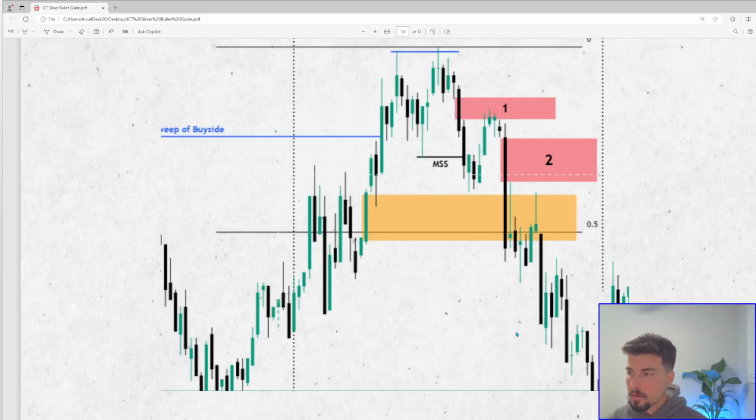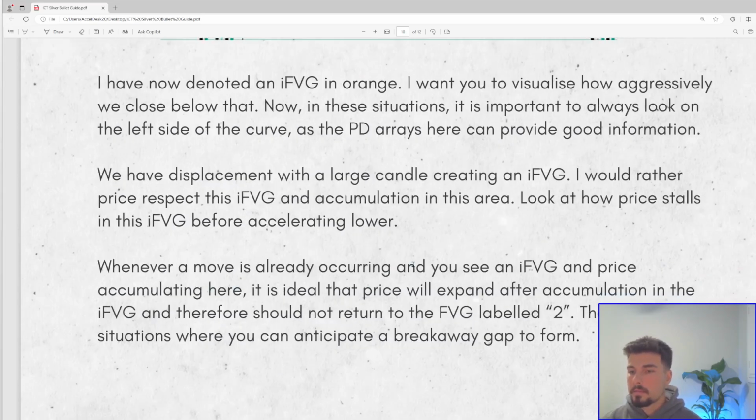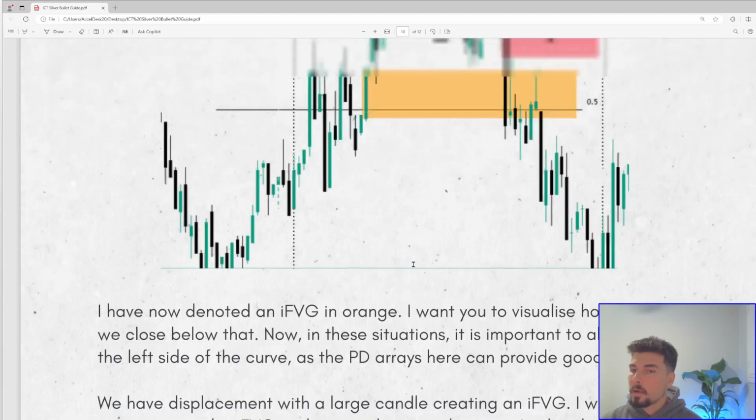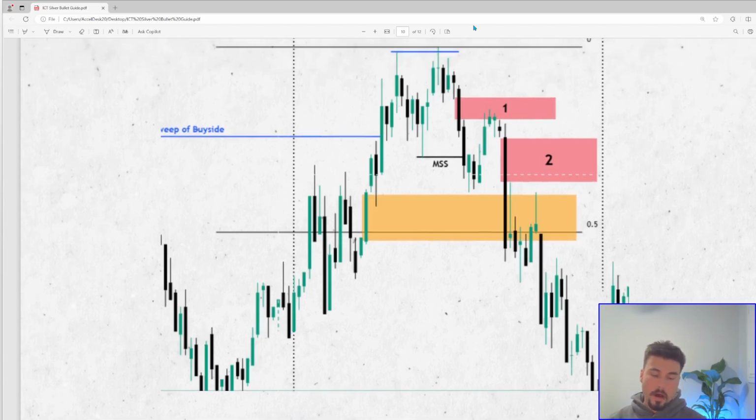Where breakaway gaps will often form, number 1, is when the market is extremely bearish. Again, we talk about that here. The market's really bearish, but when you've got an inversion fair value gap on the left-hand side of the curve. So a lot of people go to me, well, how do I know it's going to be a breakaway gap? Or do I have to use things that are on this side of the curve? I personally would.